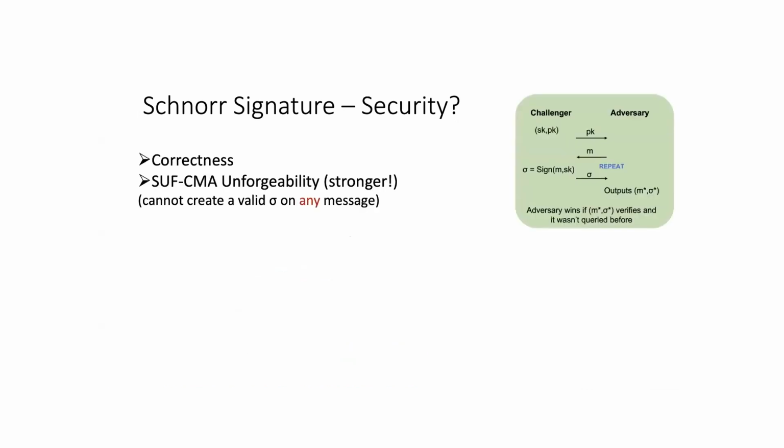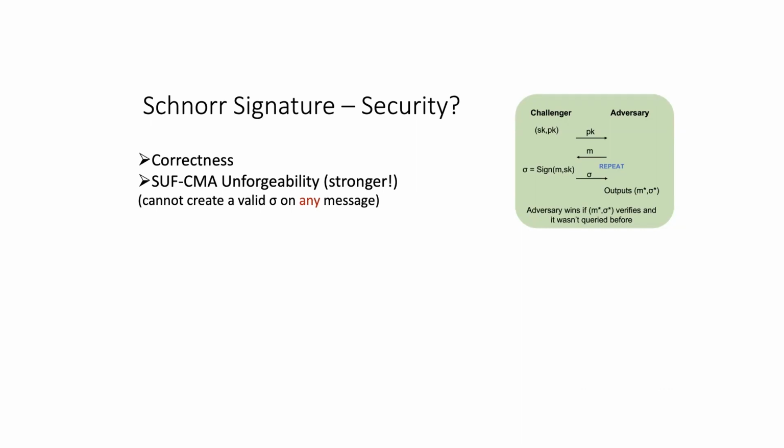So what do we know about security for Schnorr? Schnorr actually has a better unforgeability definition. So recall the unforgeability definition that I gave you before. I was saying that the adversary wins if it outputs a message and a signature such that the message was not queried before. So now I'm allowing the adversary to win even if it outputs a new signature on a message that it did query before.